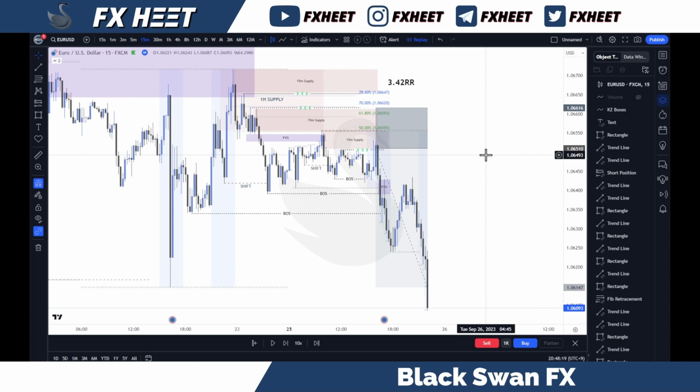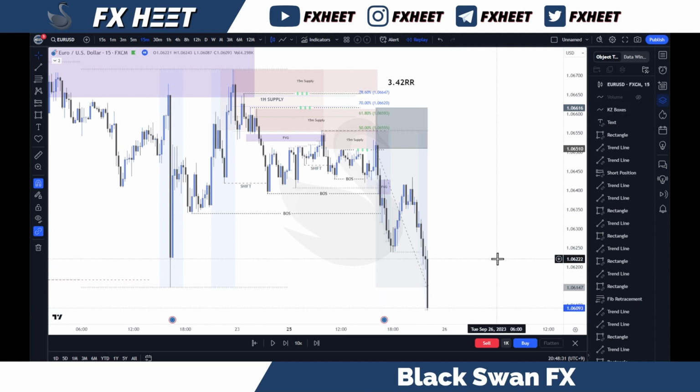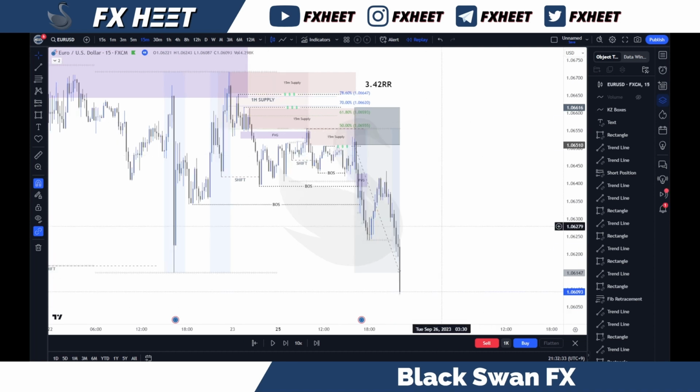I mean, if this is reality, I probably would have taken partials here and partials, a bigger partial here, and had a small bit left running because it could continue much further to the downside. At this point, the day is done for me. We're already in New York session. There's no reason to continue to look for further trades.